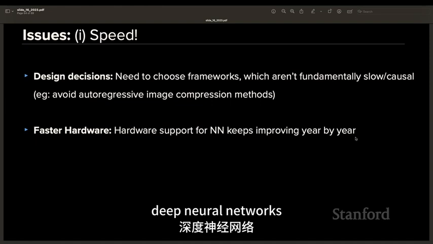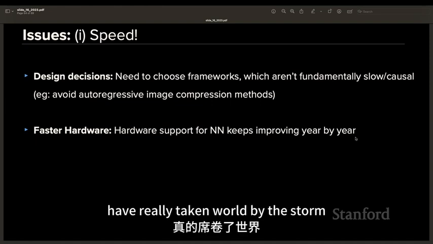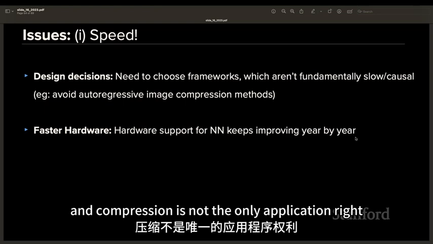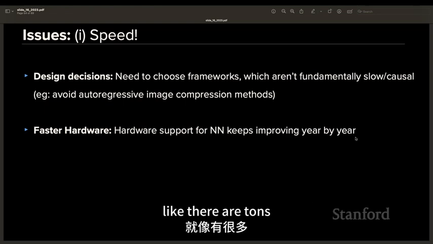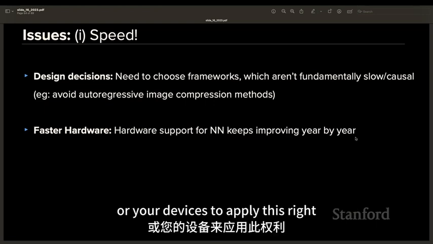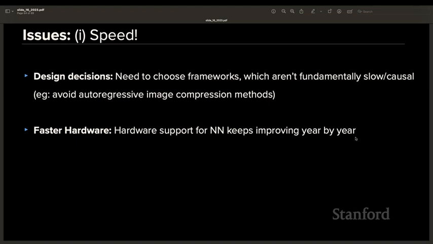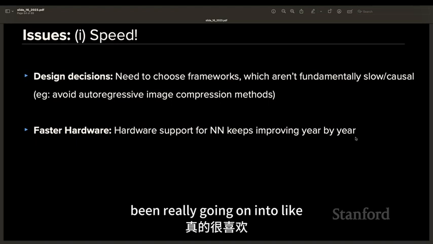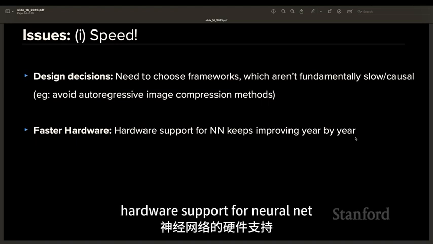machine learning, deep neural networks have really taken the world by storm. And compression is not the only application, right? There are tons and tons and tons of applications on your phone or your devices to apply this, right? So a lot of work has really been going into hardware support for neural nets.